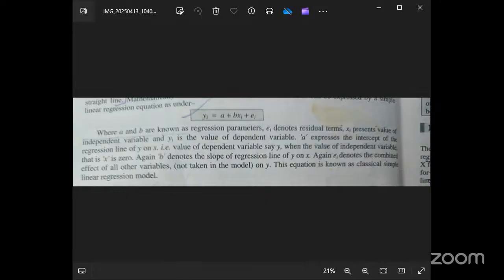So generally, the regression lines show the average relationship between two variables. So next one is regression equations, or we call it estimating lines. These regression lines are based on regression equations. So these are also known as estimating equations.